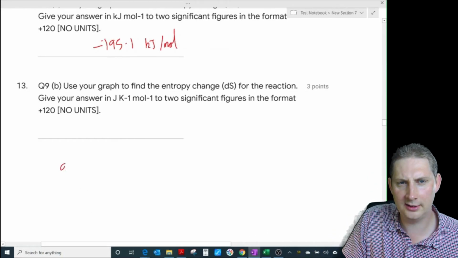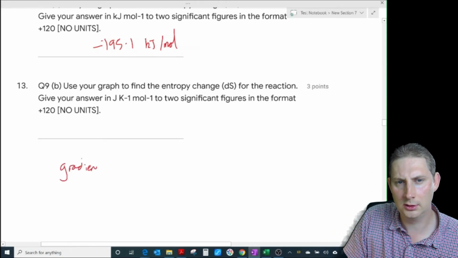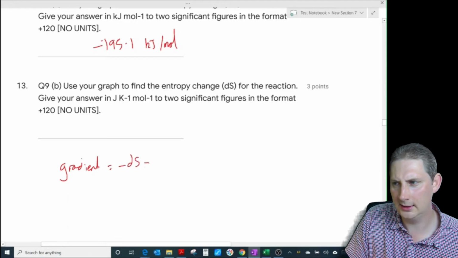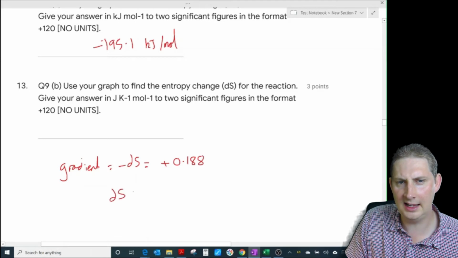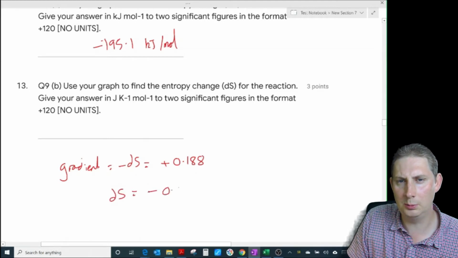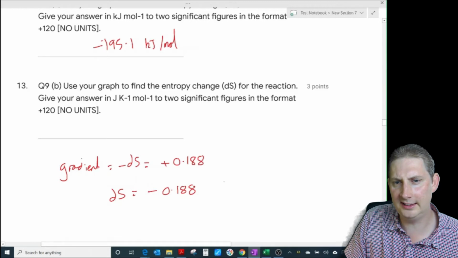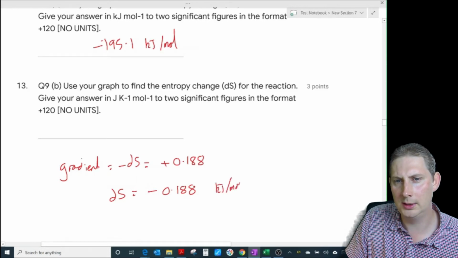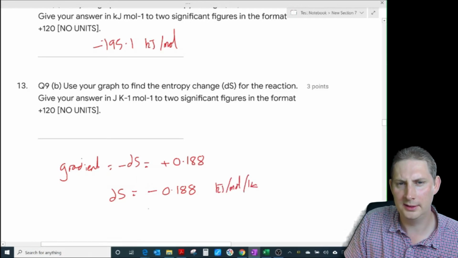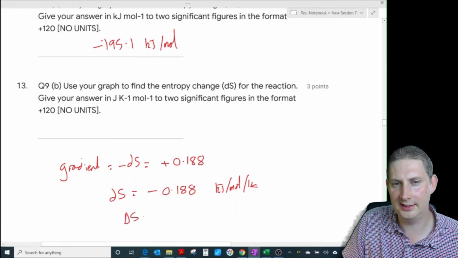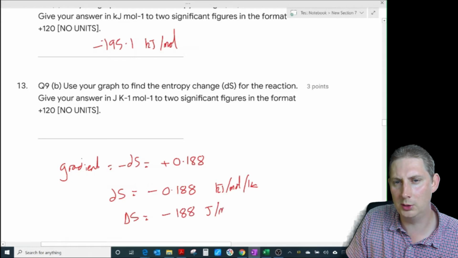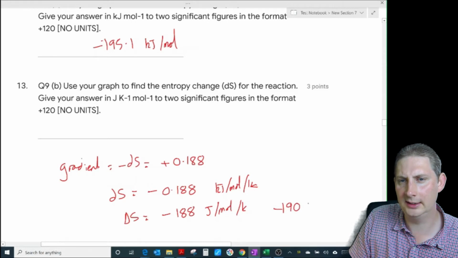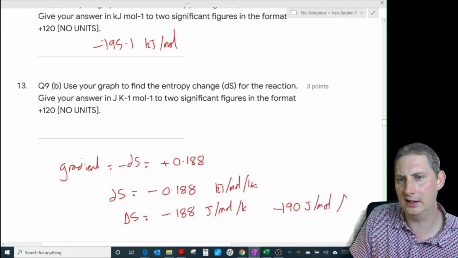And what is the entropy? Well, the gradient, which equals minus delta S, was plus 0.188, so therefore delta S is minus 0.188, and that is in kilojoules per mole per Kelvin, so therefore delta S is actually minus 188 joules per mole per Kelvin, which to two significant figures is minus 190 joules per mole per Kelvin.